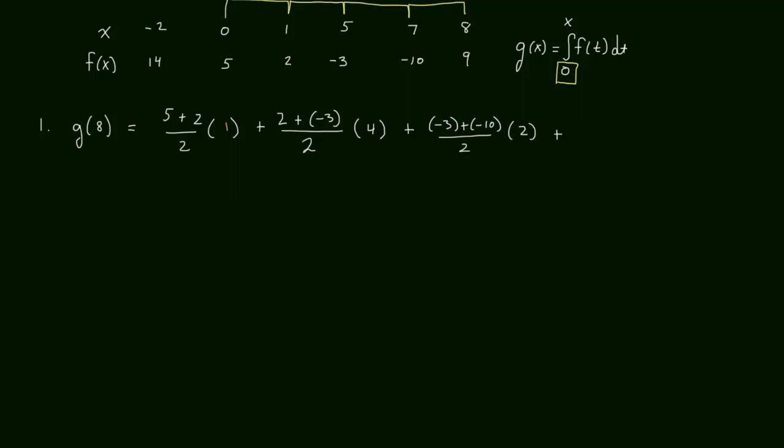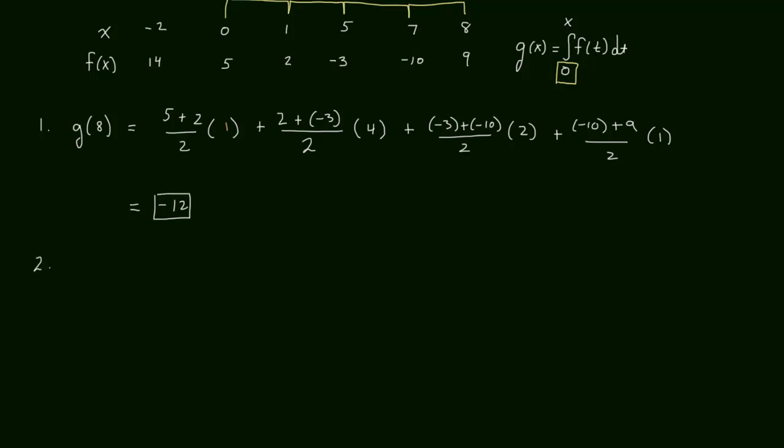Lastly, we have negative 10 plus 9 divided by 2 times respective height of 1. You can leave your answer like this. Please don't simplify it. You run the risk of having errors in your calculations, but if you did simplify it, it comes out to be negative 12.